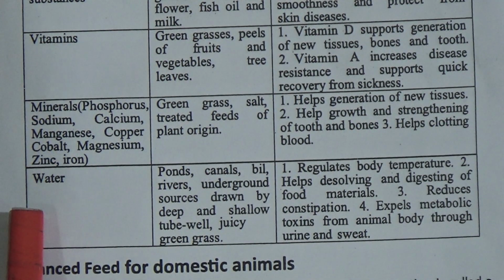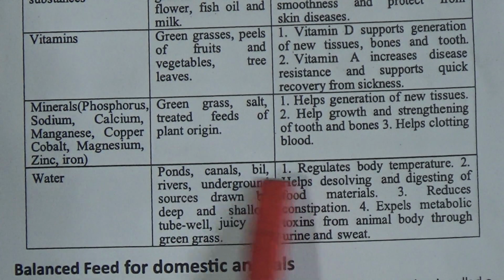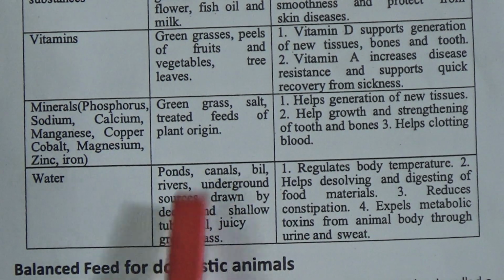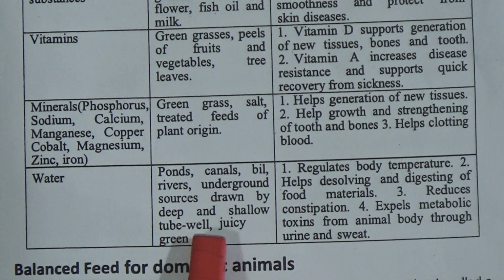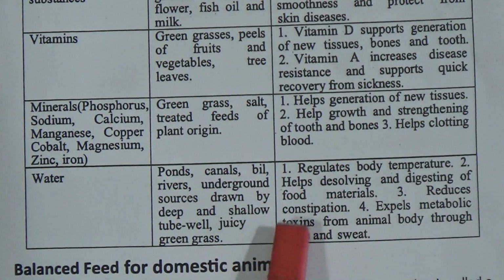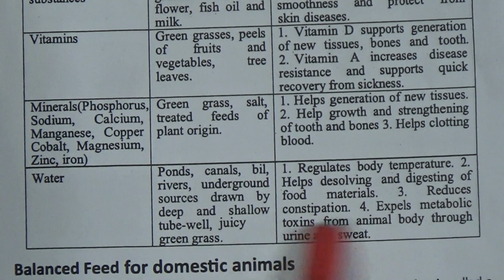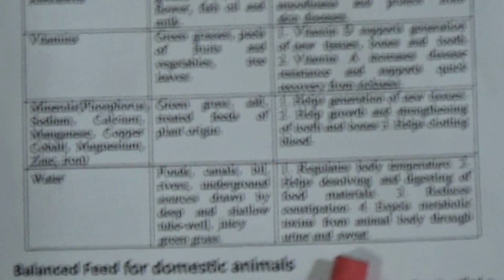Last one is water, that we can find from ponds, canals, beels, rivers, underground sources drawn by deep and shallow tubewells, juicy green grass. This helps us to regulate body temperature, helps dissolving and digesting of food materials, reduces constipation, expels metabolic toxins from animal body through urine and sweat.